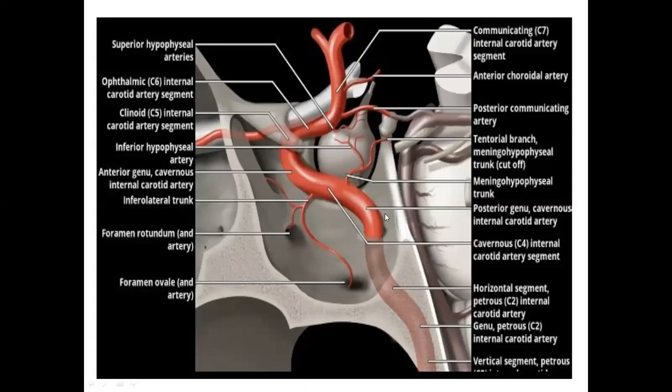It starts when it enters the cavernous sinus. At first, it passes toward the posterior clinoid process, forming the posterior genu, then passes upward on the medial side of the anterior clinoid process to form the anterior genu. It has 2 branches: the meningohypophyseal branch passing posteriorly, and the inferolateral trunk passing anteriorly.